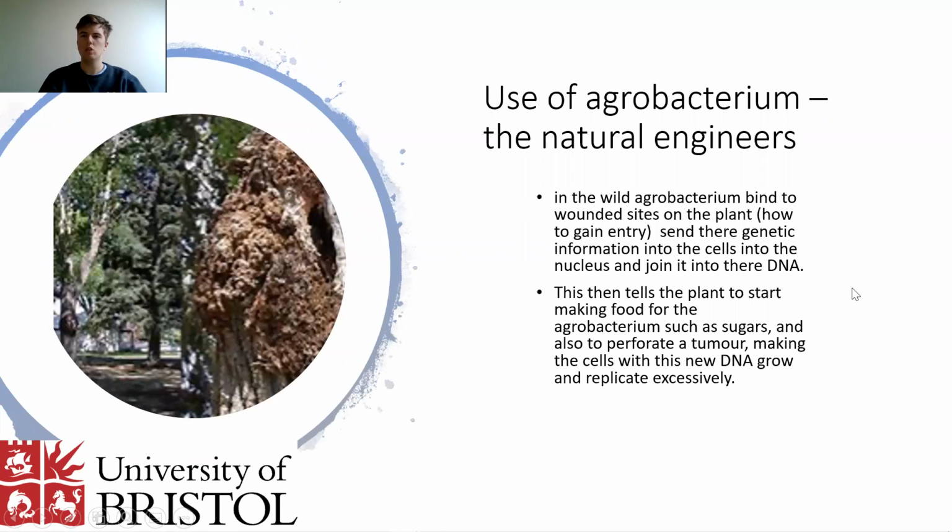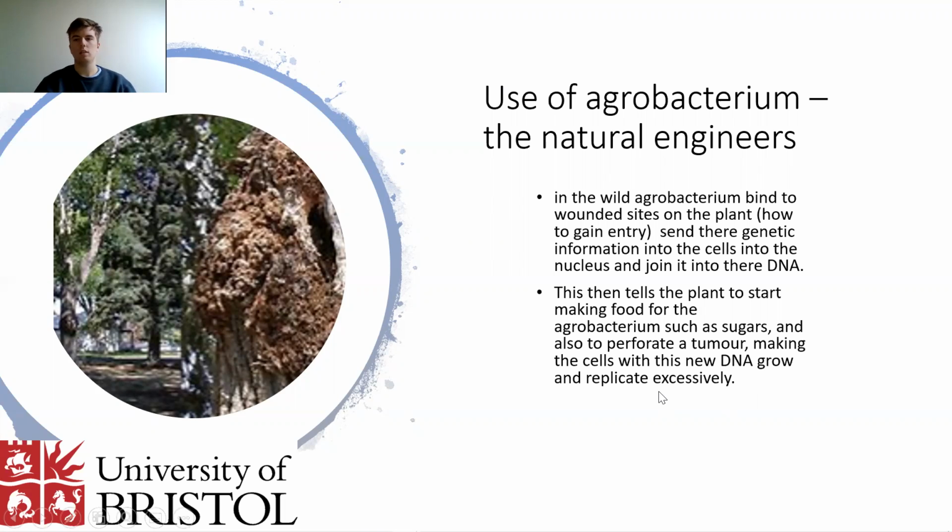So first of all, the use of agrobacterium. They are the natural engineers, so they occur naturally. In the wild, agrobacterium bind to the wounded sites on plants. This is how they gain entry. Obviously, they can't go through the bark or the waxy cuticle of plants, too thick. Then they send their genetic information into the cells, into the nucleus, and then it will join into their DNA.